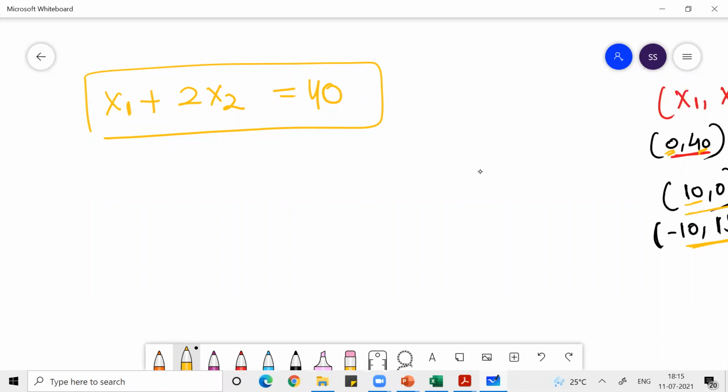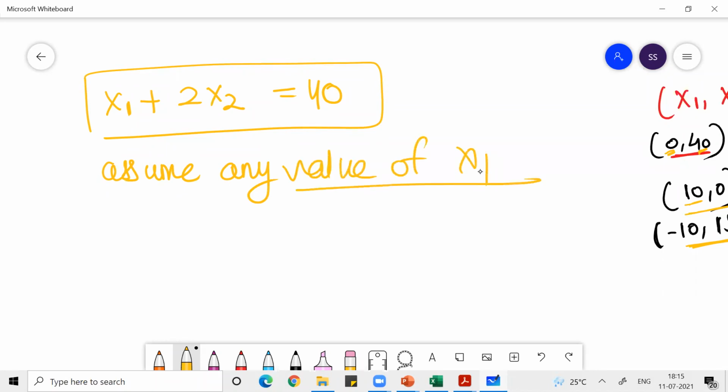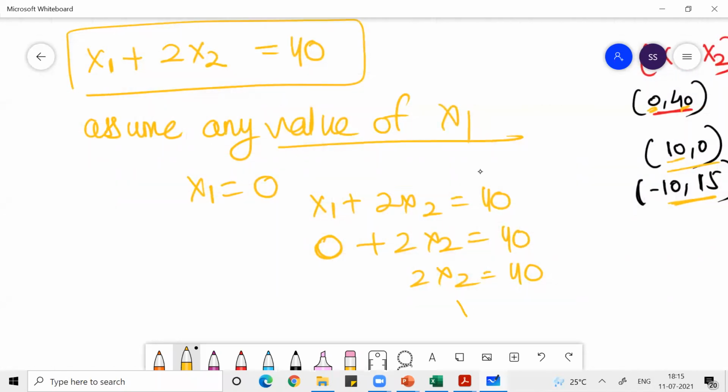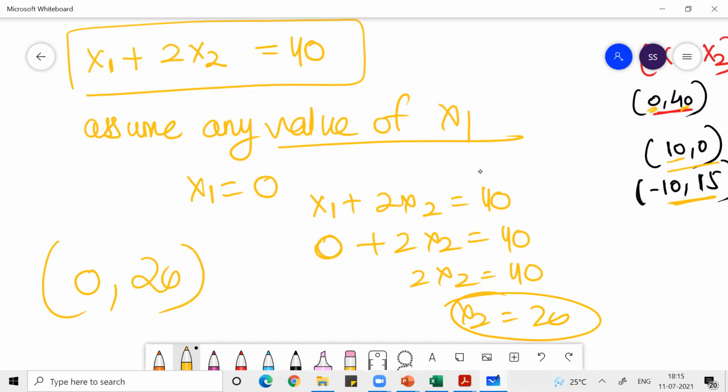So here, you assume any value of x1. I assumed x1 equal to 0. If x1 is 0, then x1 plus 2x2 is equal to 40 becomes 2x2 is equal to 40, so x2 will be equal to 20. So x1 is 0, x2 is 20. Why did I take x1 as 0? You can take x1 as anything. I took 0 to make the scenario simple.